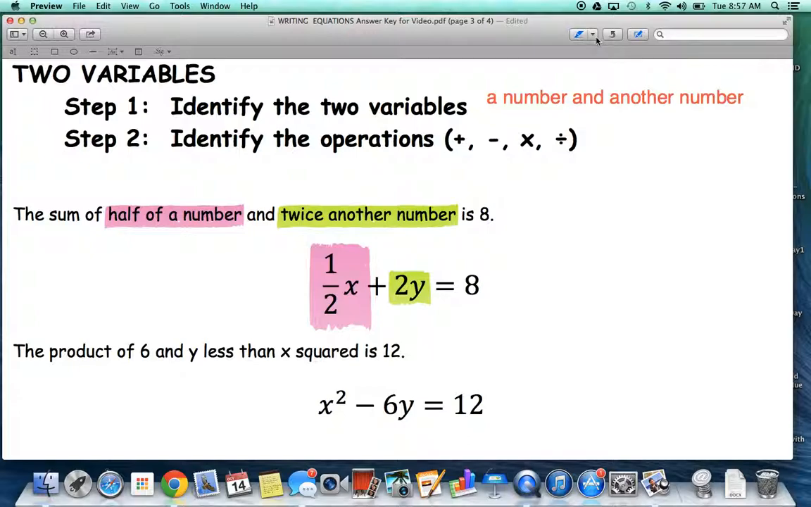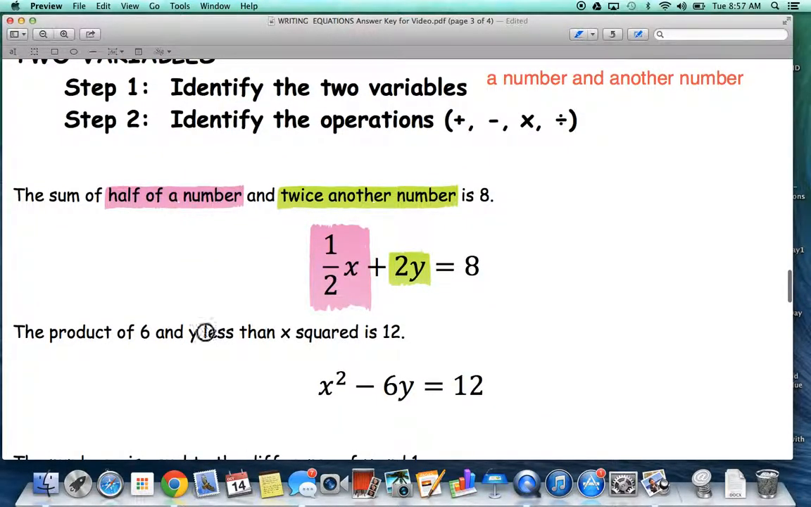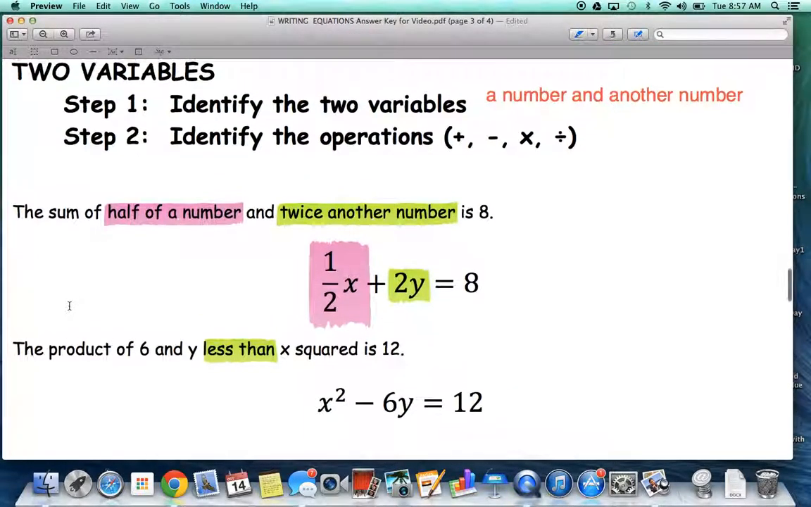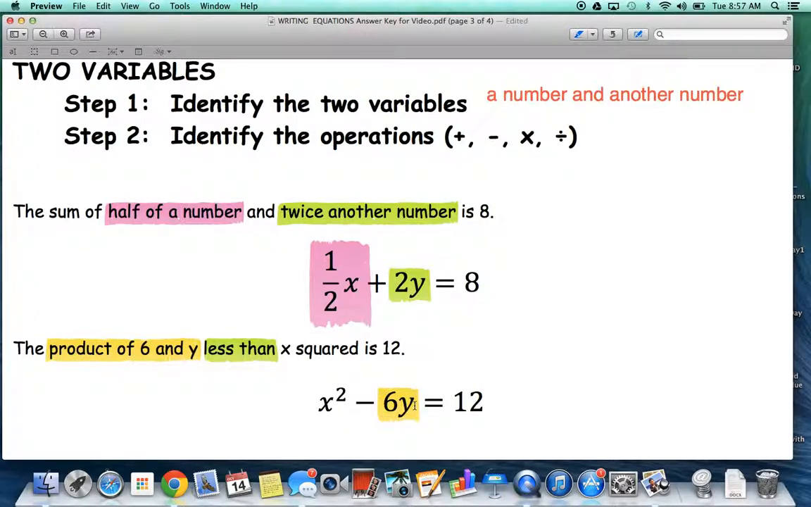Well, remember, I've got less than in there. And less than does mean subtraction, but remember, I've got to switch. I've got to reverse them. So the product of 6 and y is going to come second. And then x squared, which means x to the second power, is going to come first. So my equation is x squared minus 6y equals 12.